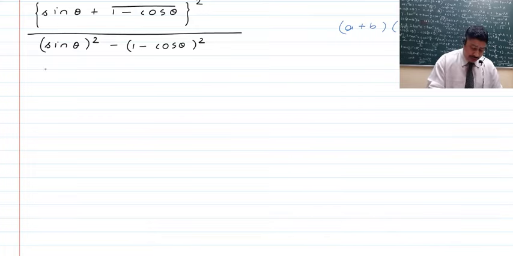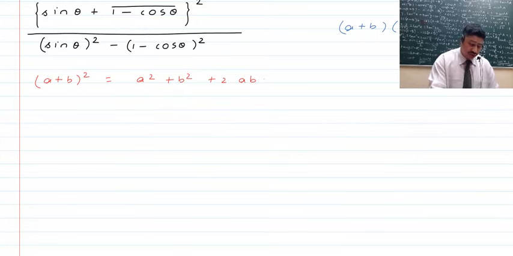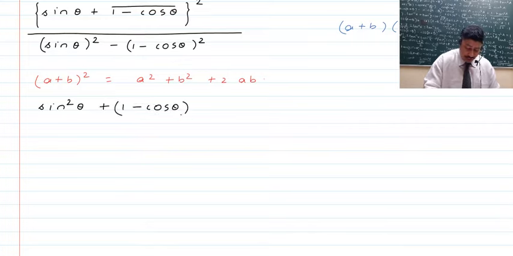And I'm sure you people know this, that if we talk about (a plus b) whole square, we get it to be a square plus b square plus 2ab. So we're going to use this formula, and now we get a square, that is sine square theta, plus we have (1 minus cos theta) whole square, right?